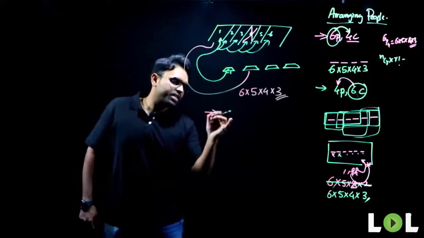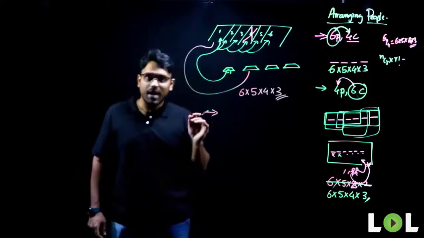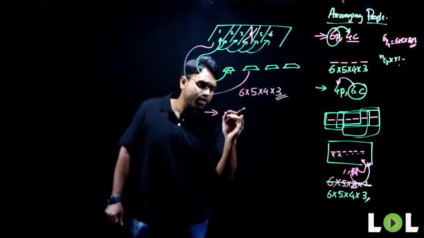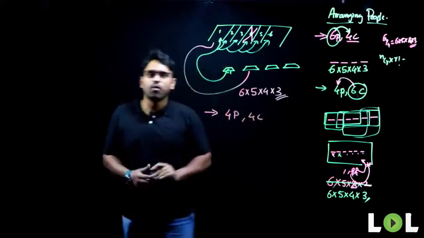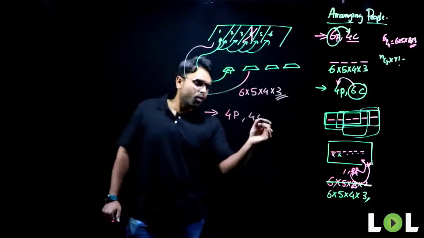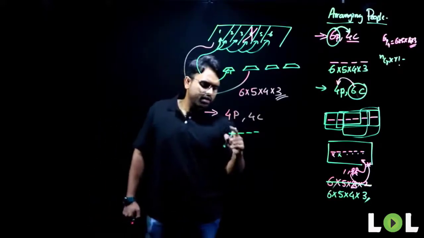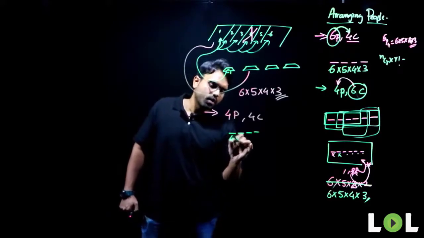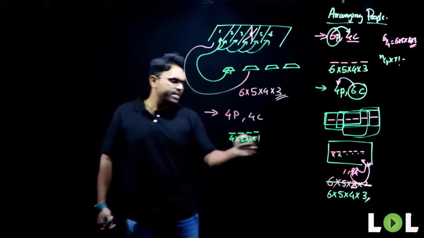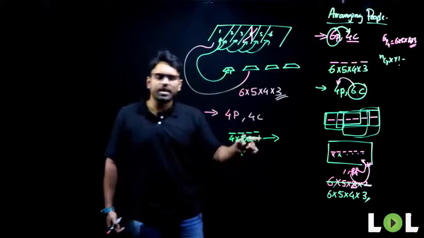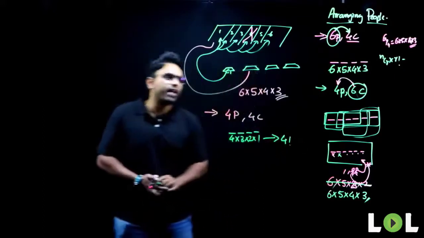Now, if my question is something like this, listen carefully: in how many different ways can 4 people be arranged in 4 chairs? 4 people, 4 chairs: 1, 2, 3, 4. The first chair, how many different ways can you fill it? 4. Next one, 3. Next one, 2. Next one, 1. So if you observe carefully, 4 people, 4 chairs is nothing but 4 factorial.